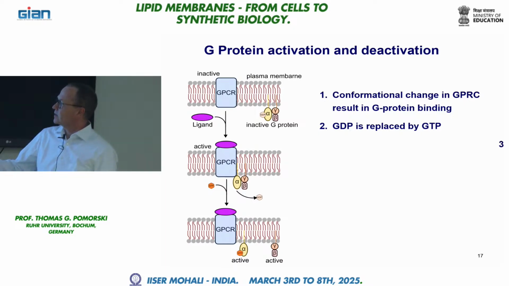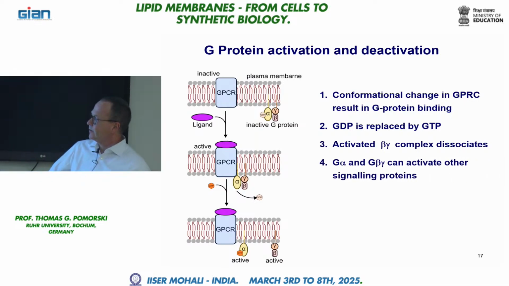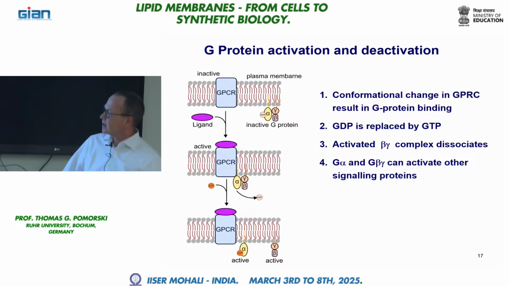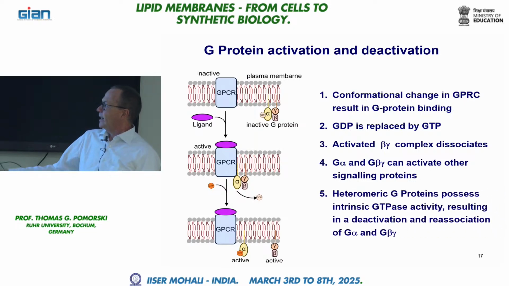The GDP is replaced by GTP. The activated beta-gamma complex dissociates. And then basically the G-alpha, so the alpha subunit, and the beta-gamma subunit can now interact with other proteins. And then the point is that the G protein can reset itself, but as long as the receptor is active, it will be reactivated. And that goes basically as a cycle.